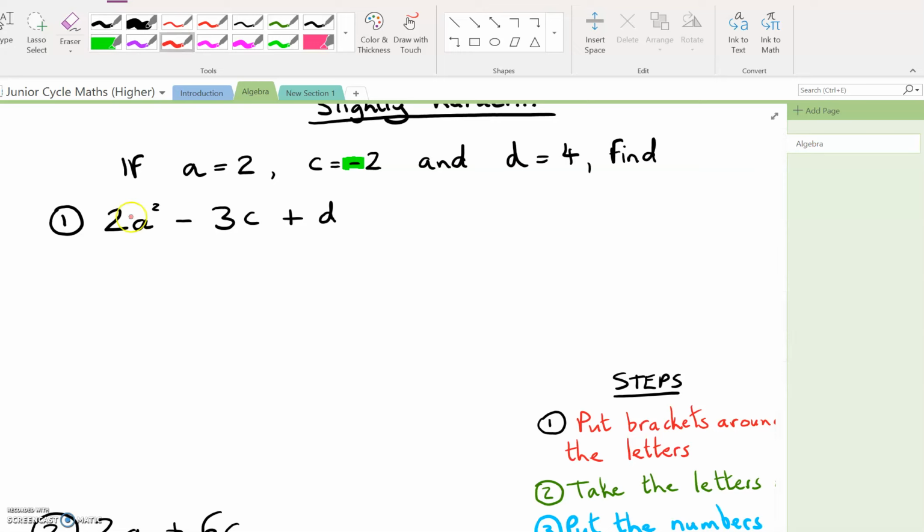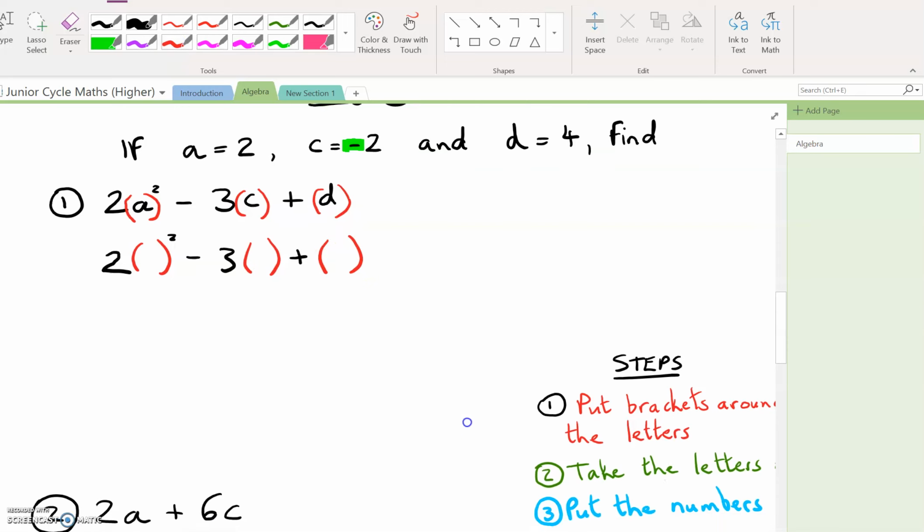Step 1, put brackets around the letters. There we go. Step 2, take the letters out. So I'm going to take that A out. It's gone now. The squared is still there. I'm going to take that C out, and I'm going to take that D out. They're gone. What's step 3?